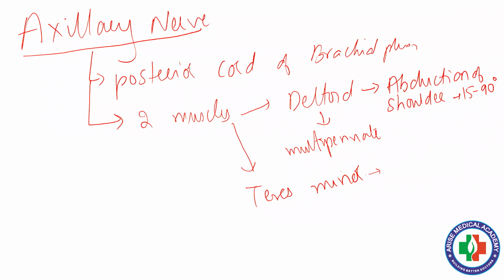Teres minor is also an external rotator of the shoulder. So if you have damage to the axillary nerve, please expect loss of abduction and loss of external rotation of the shoulder, or weakness of external rotation, because the teres minor and the posterior fibers of deltoid are external rotators also.